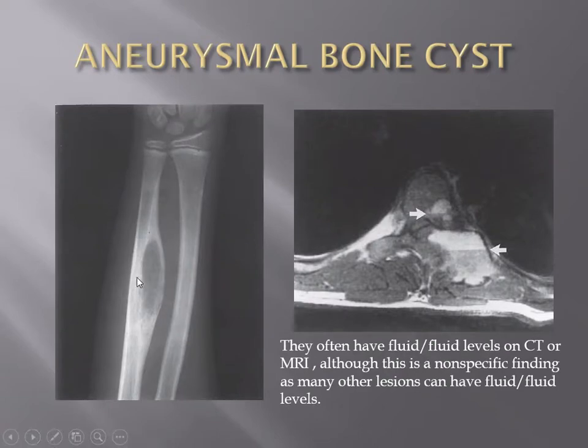Also, these are two cases in the diaphysis of the ulna, and this is another seen at the posterior element of the vertebra. It has the typical fluid level on CT and on MRI. However, they said it is a non-specific finding because not always will it be found.